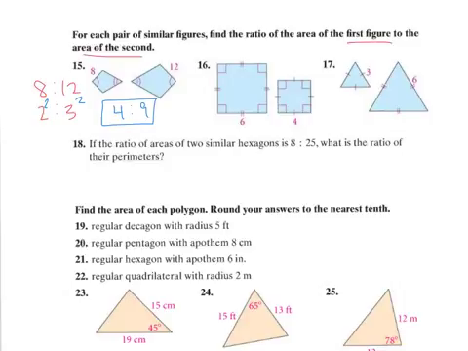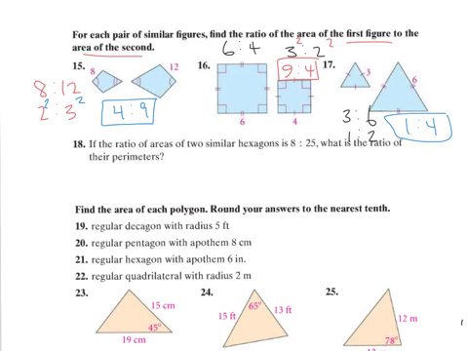This one, the similarity ratio is 6 to 4. I simplify it, it's 3 to 2. Then I square it, so it's going to be 9 to 4. And then number 17 is 3 to 6. I simplify it to 1 to 2, and then I square it to 1 to 4.